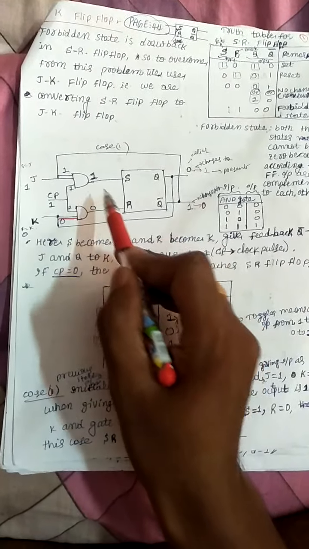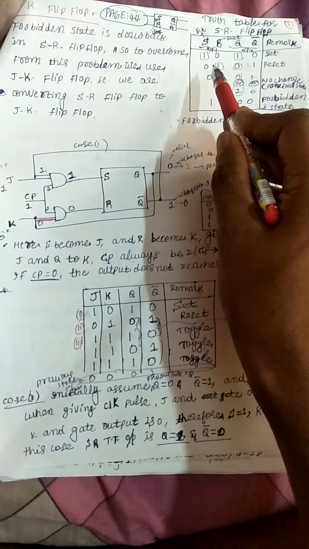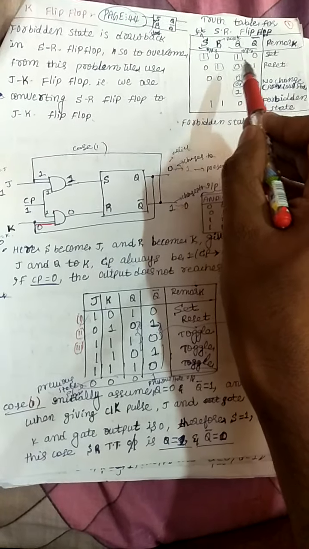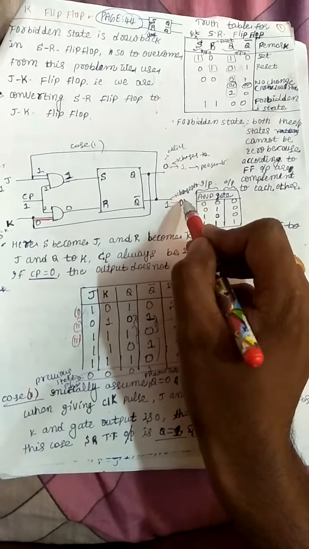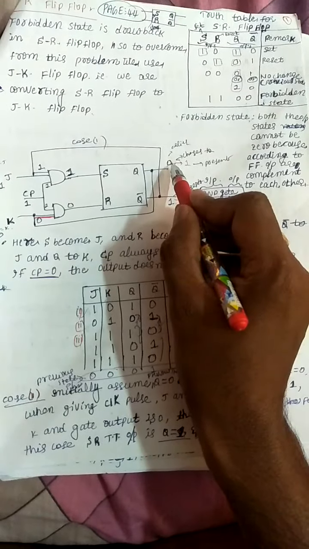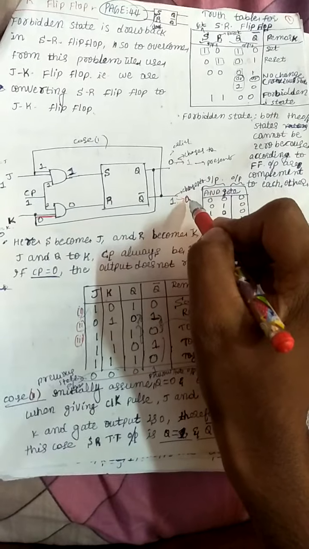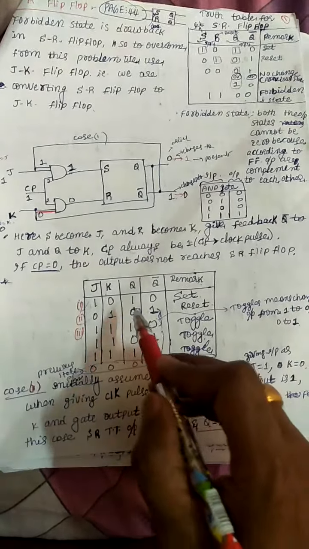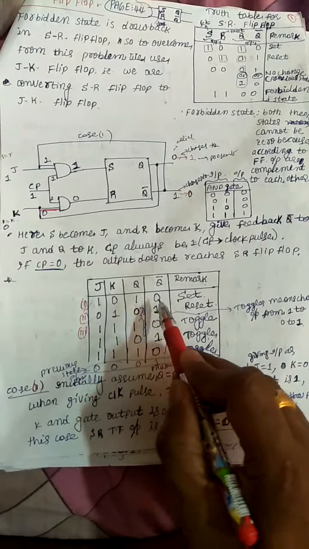When S is 1, R is 0, you have to look at the SR flip-flop truth table. When S is equal to 1, R is equal to 0, then the output is 1, 0. Therefore the output is 1, 0. Earlier you had 0, 1. Now it changes to 1, 0.